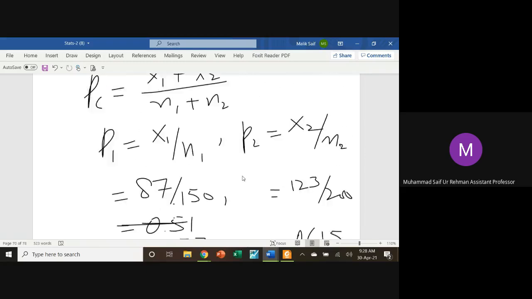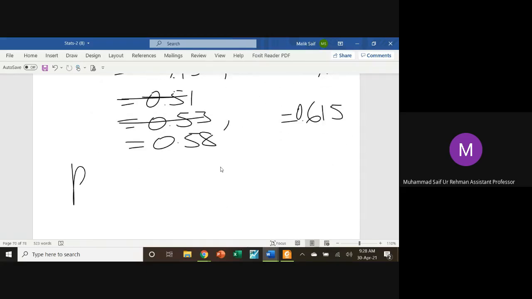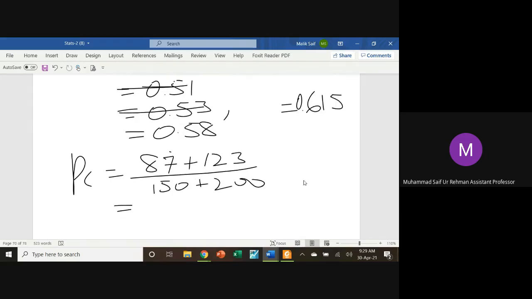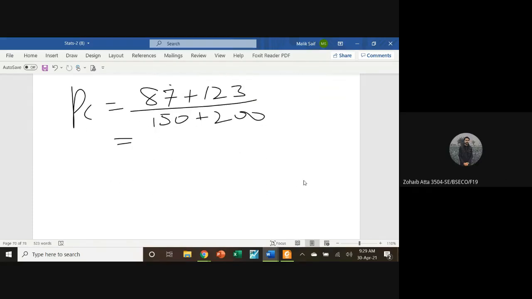Now you have to find out PC, the combined proportion. So X1 is 87 plus X2, 123, divided by N1 plus N2, so N1 was 150 and N2 200. So see what is the answer. 0.6. Okay, so this is the combined proportion.